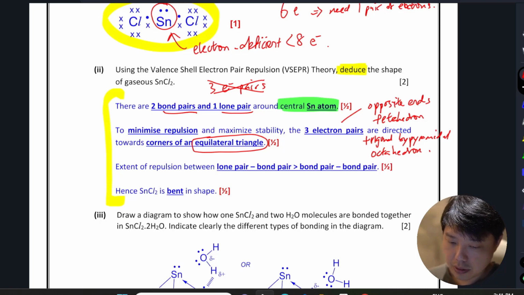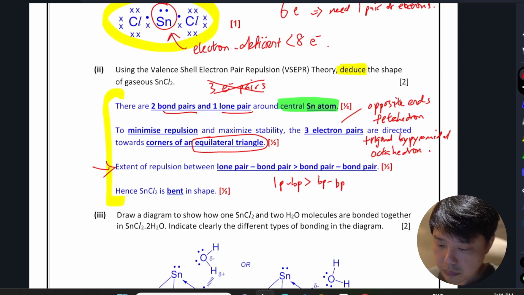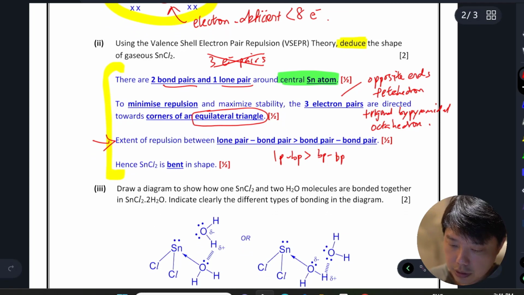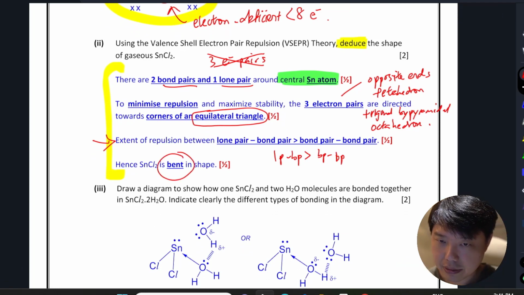Next, you only talk about this if there is a lone pair. If there's no lone pair, you ignore this point. Since there is 1 lone pair, we're going to say lone pair-bond pair repulsion is greater than bond pair-bond pair repulsion. Last of all, give the shape: bent.